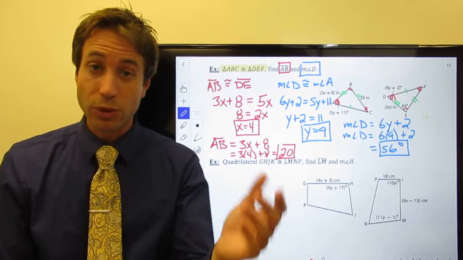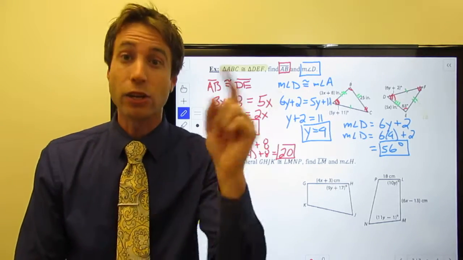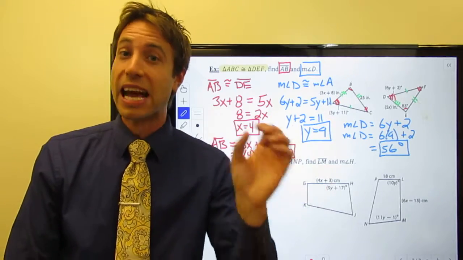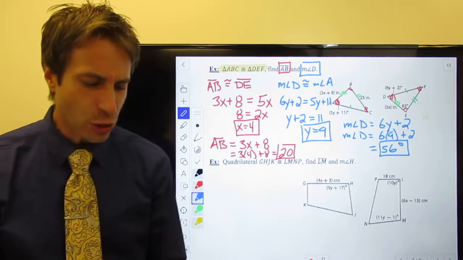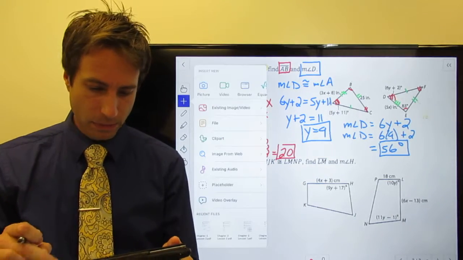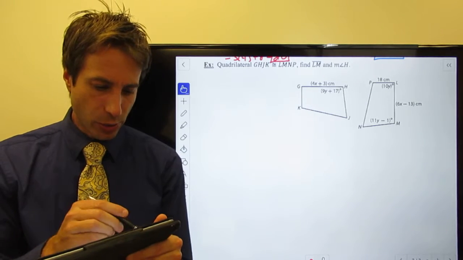Guys, not so bad, right? We're taking that exact same thing we did in the previous page with congruency. Corresponding angles and sides are congruent, and then we're just adding a little bit of algebra. But let's do another one just to make sure we're okay. Let's do this one.